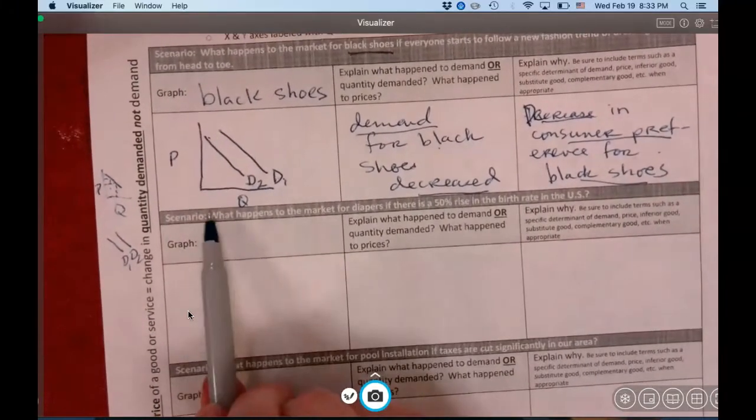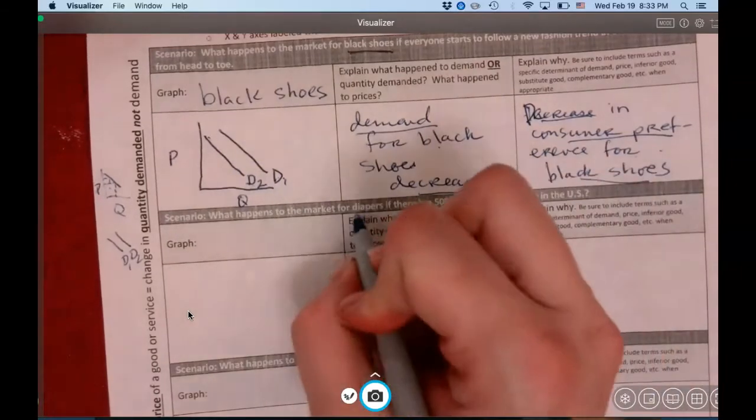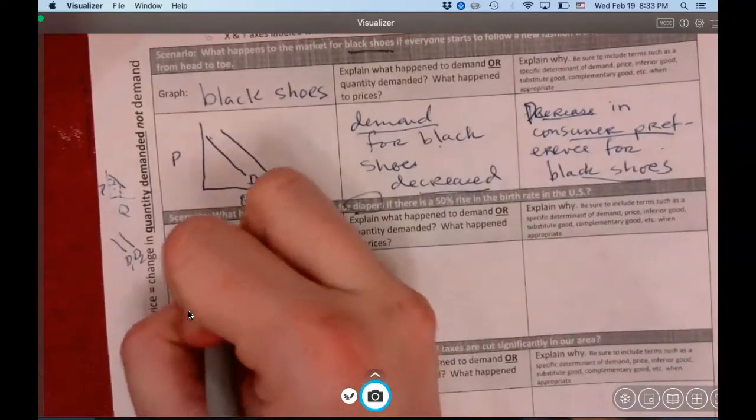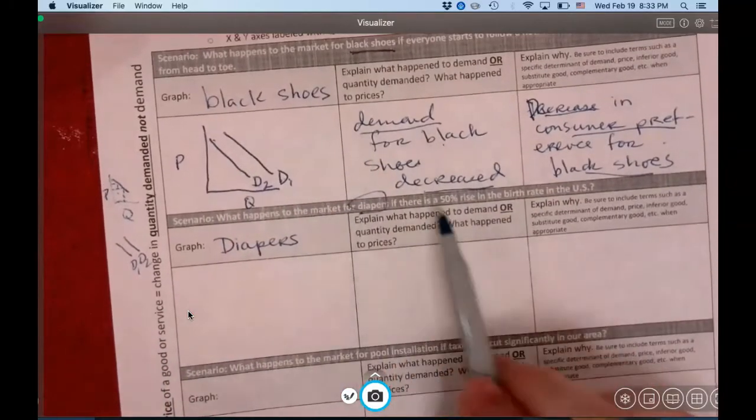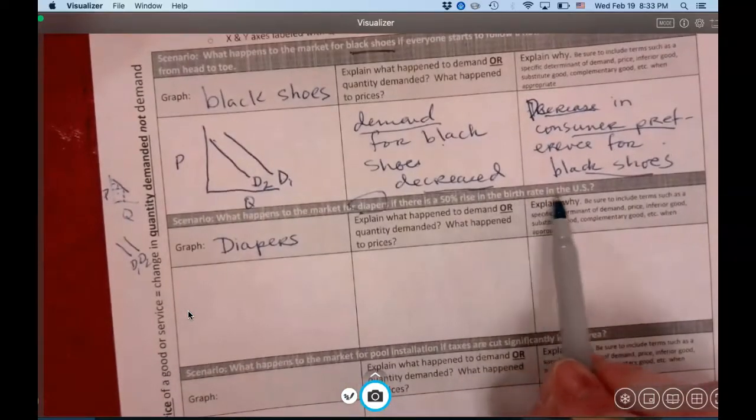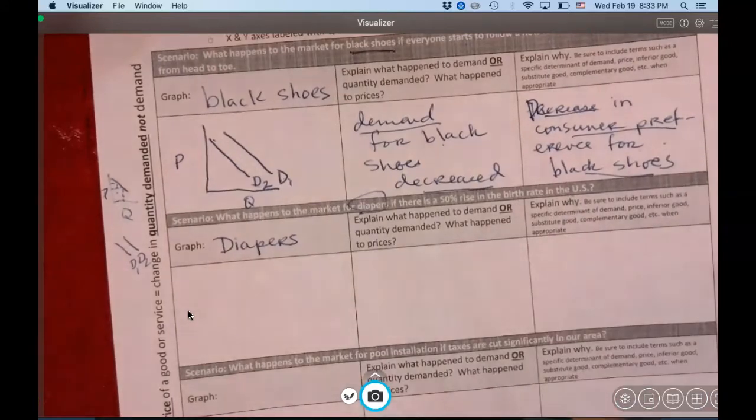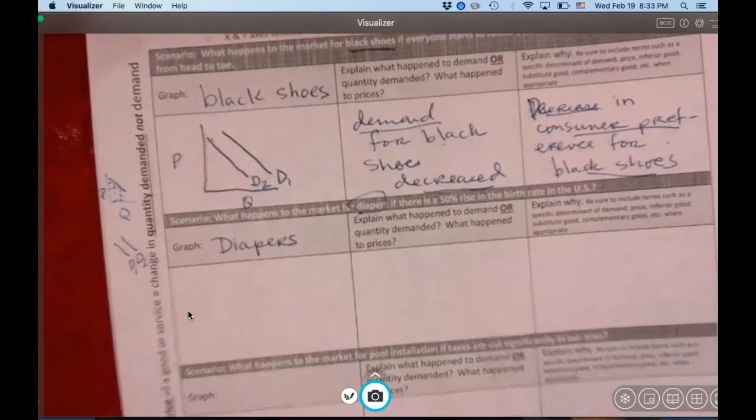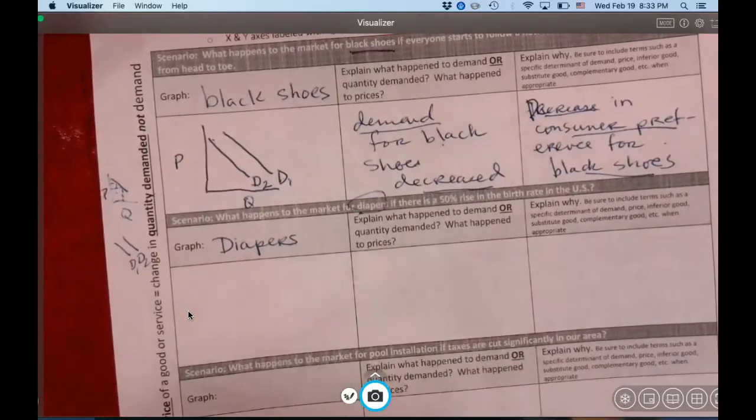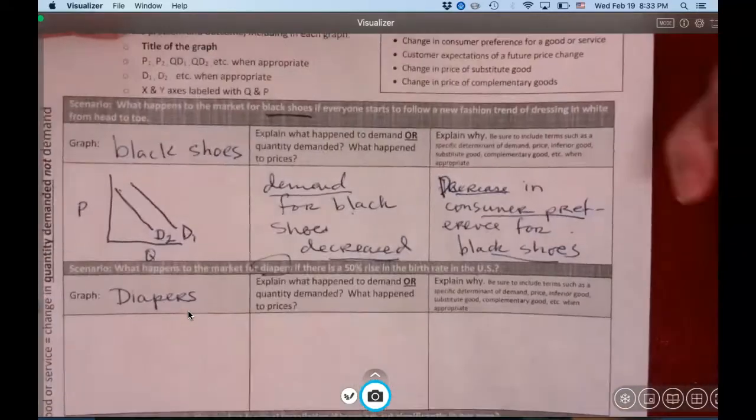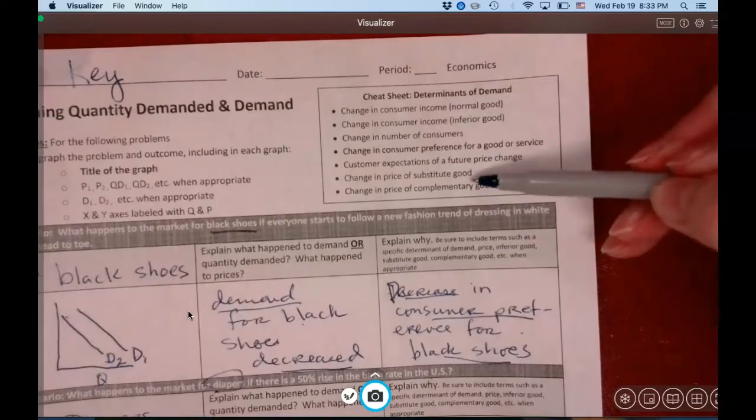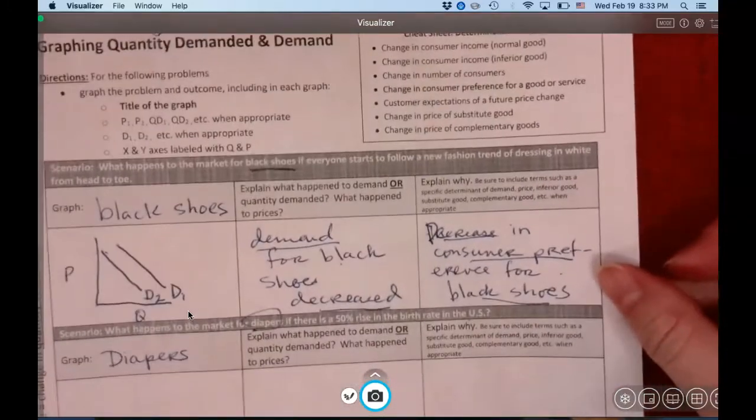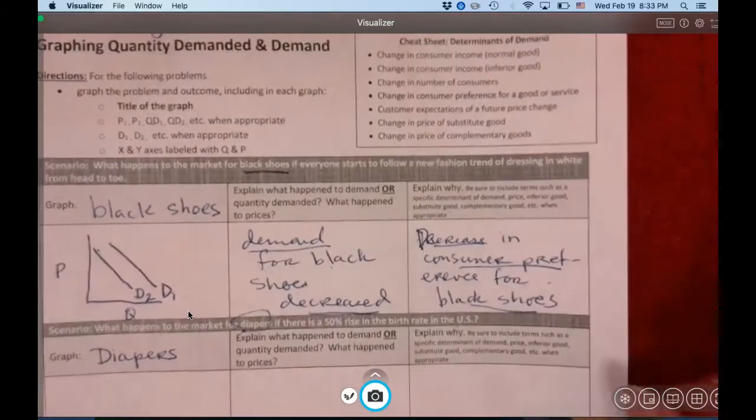Okay, next scenario. What happens to the market for diapers? Okay, right away we know this is about diapers, so let's put this in here. If there's a 50% rise in the birth rate in the U.S., okay, again, let's check. Is this a change in the price of diapers right now? Okay, so in that case, again, we've got to look at our determinants of demand. Which determinant of demand best fits this scenario of diapers?